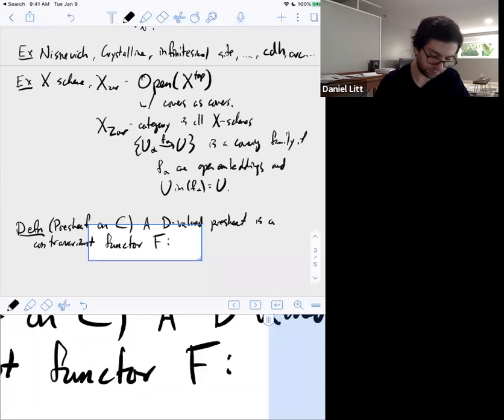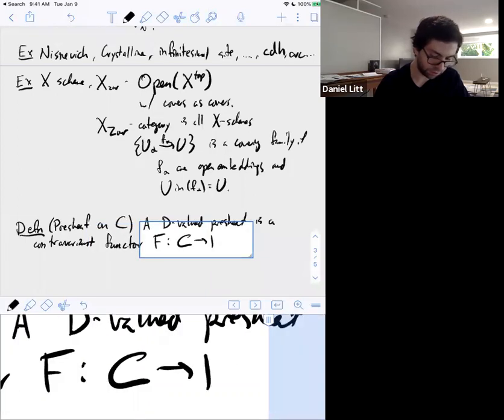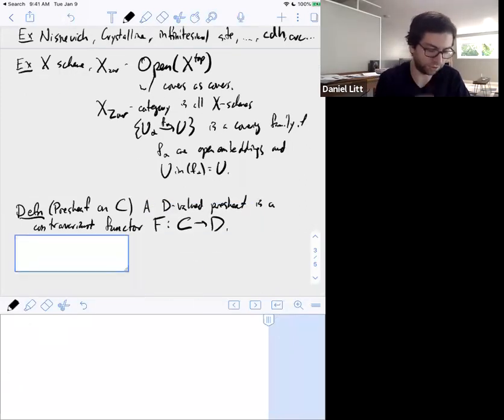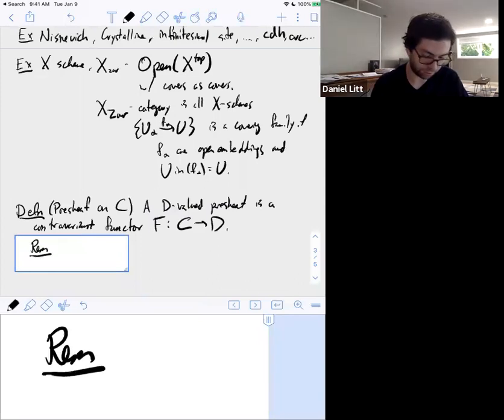F from C to D. So for example, if D is the category of sets, then you get a set valued pre-sheaf. Okay, so a couple remarks. The remark is that this makes no reference to the Zariski topology. So you don't need a Zariski topology on C.